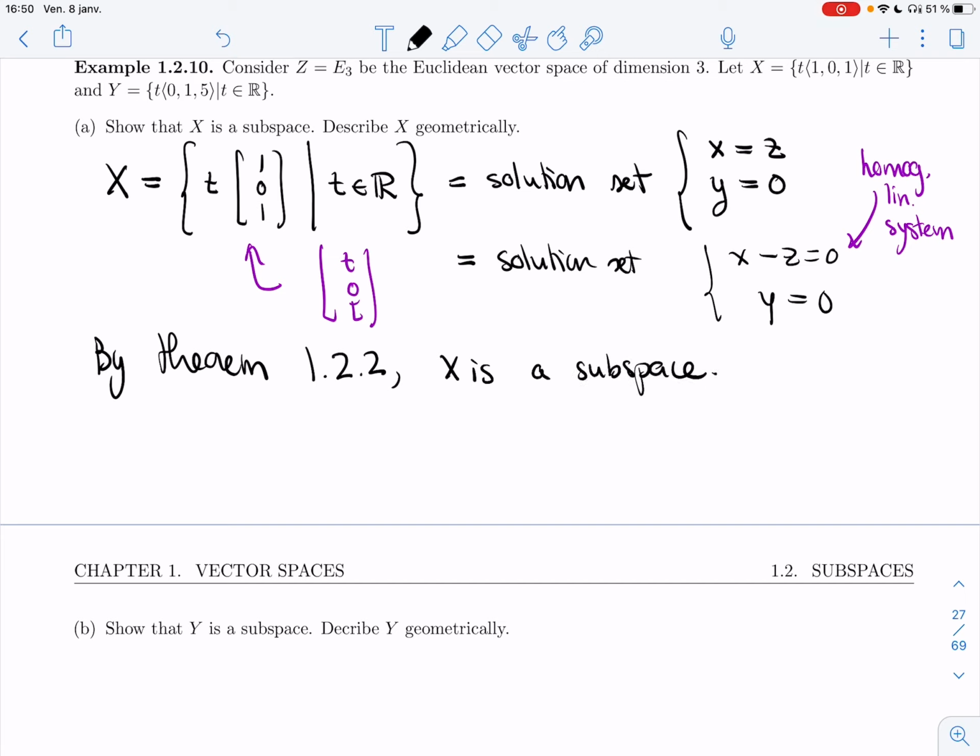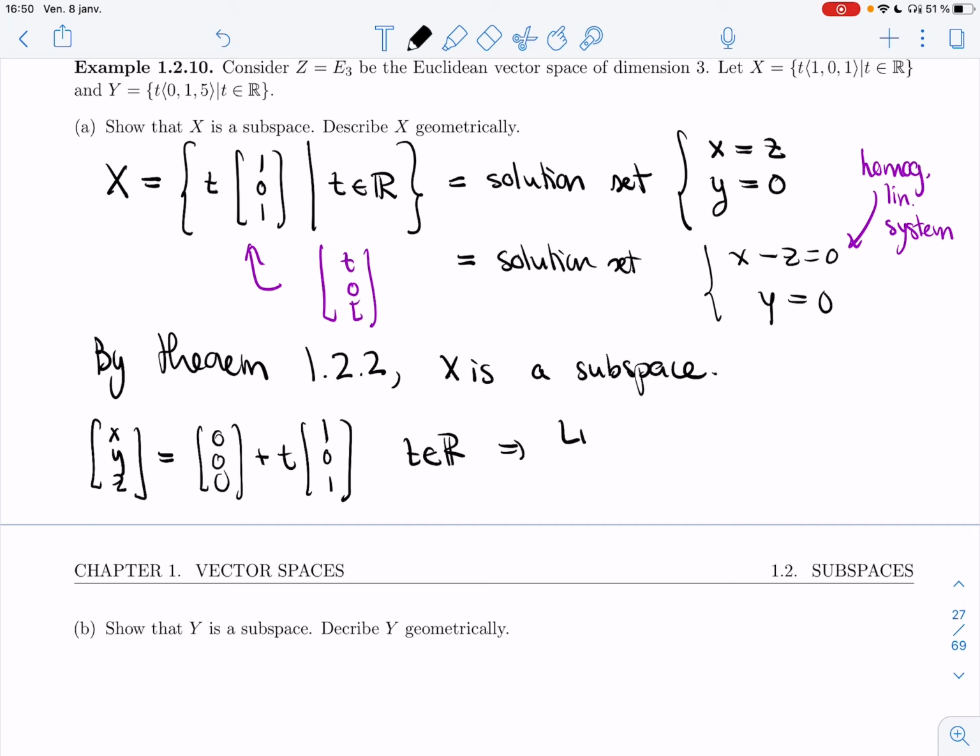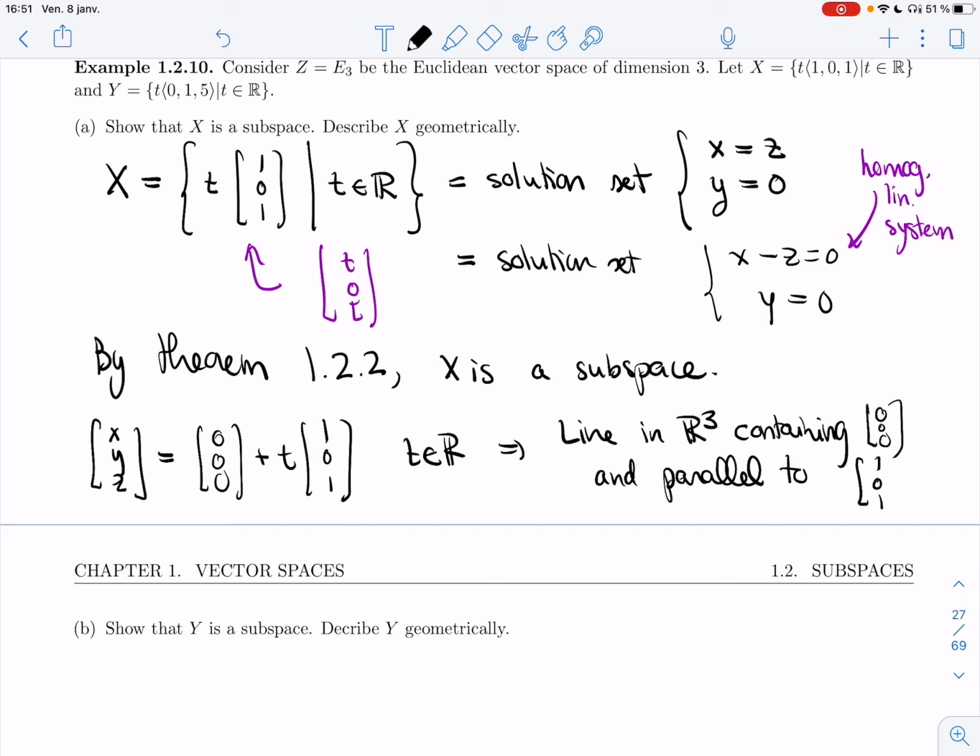Now we're asked to describe it geometrically. Well, if you remember from linear 1, we get (0, 0, 0) plus t times (1, 0, 1). I'm adding a point just so you can recognize this is a line in R3 containing (0, 0, 0). So it contains the origin and passes by the origin, and it's parallel to (1, 0, 1).